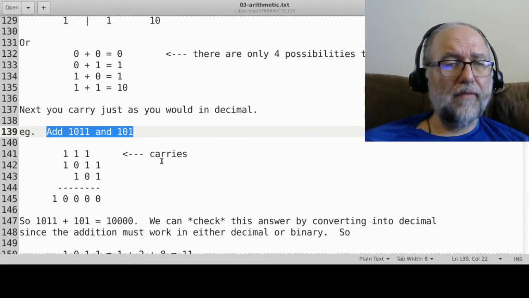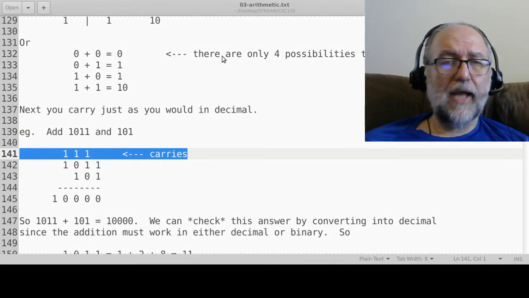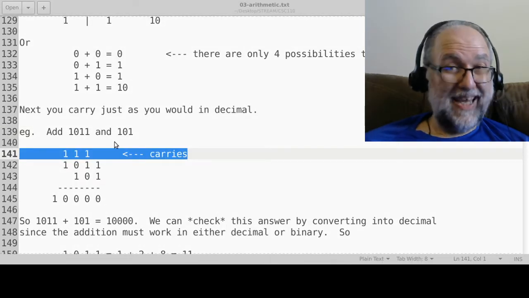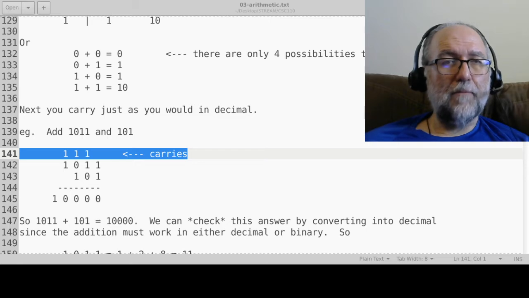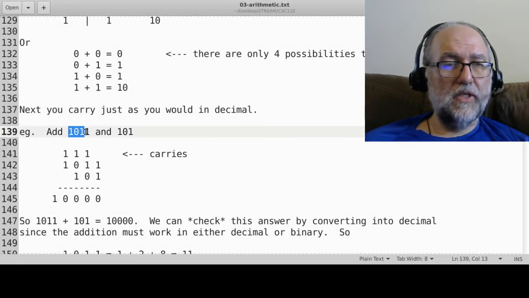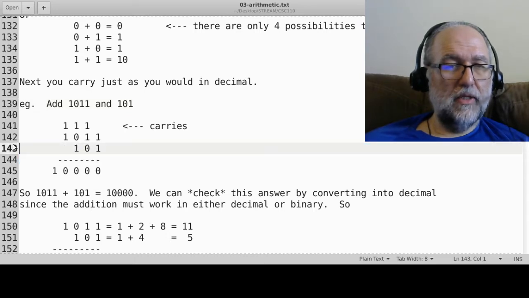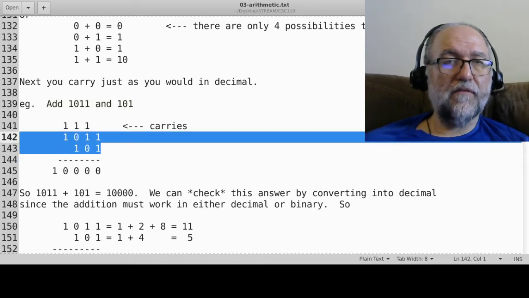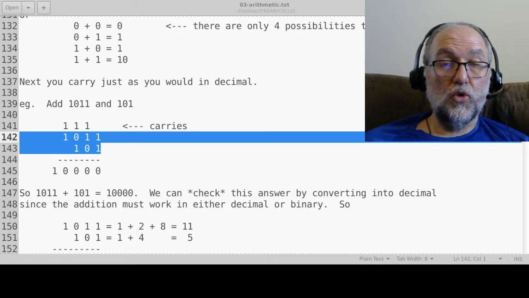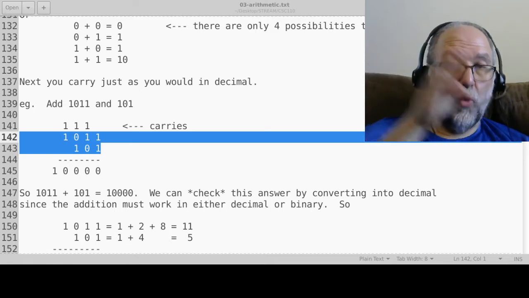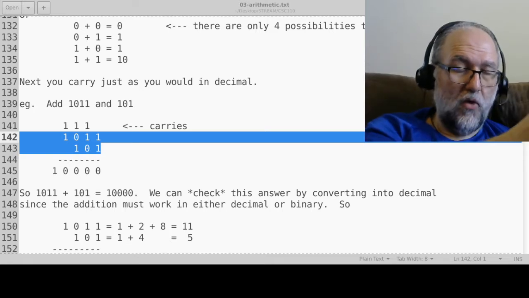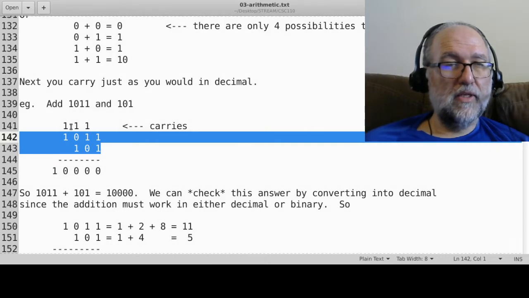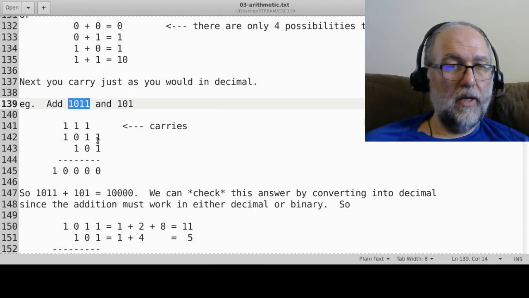Now, I've got 3 rows here. Ignore this top row. That's there because it's the carries. But we're just going to add 1011 to 101. What's the first step? We'll just concentrate on these two lines here. The first step is to align them, in the ones column, the twos column, the 4s and the 8s column. So this number here, 1011: here's the ones, the twos, the 4s, and the 8s.